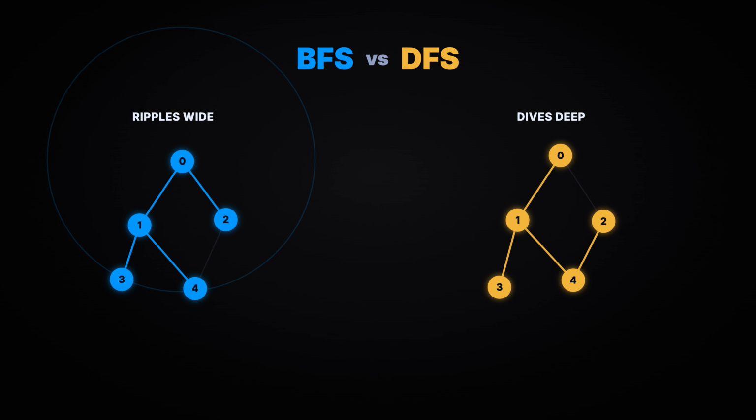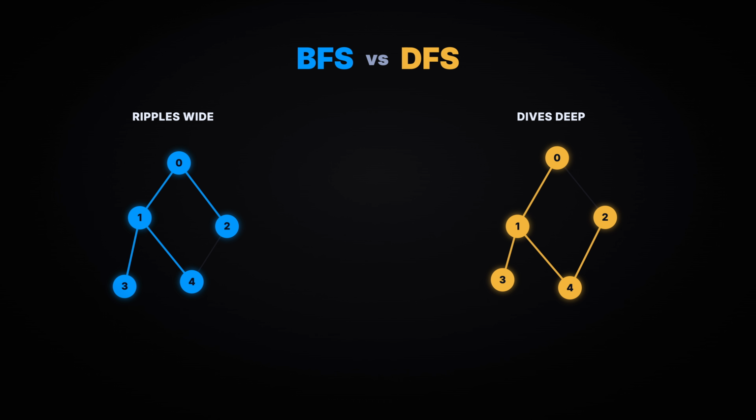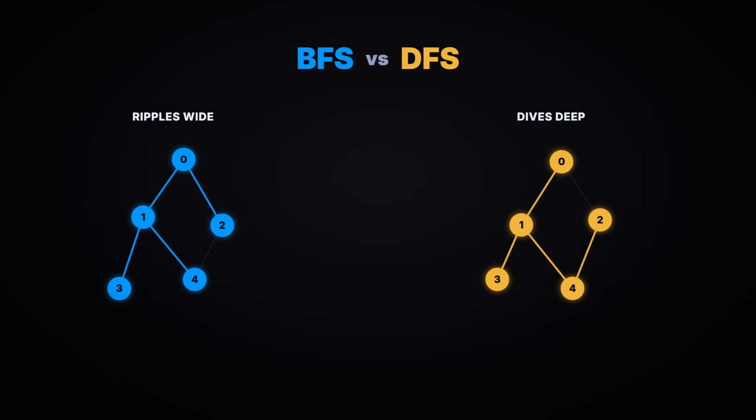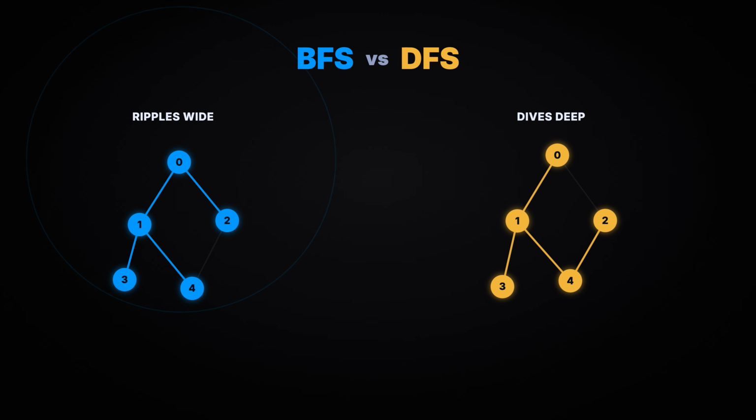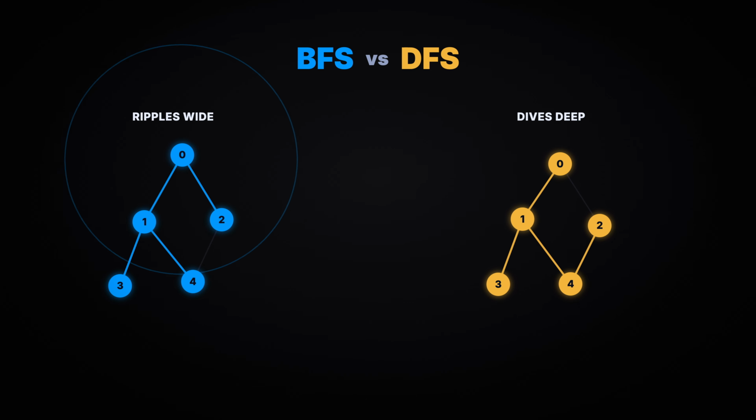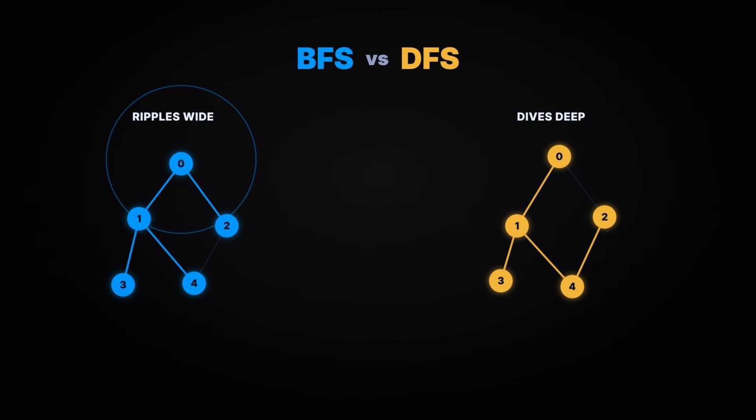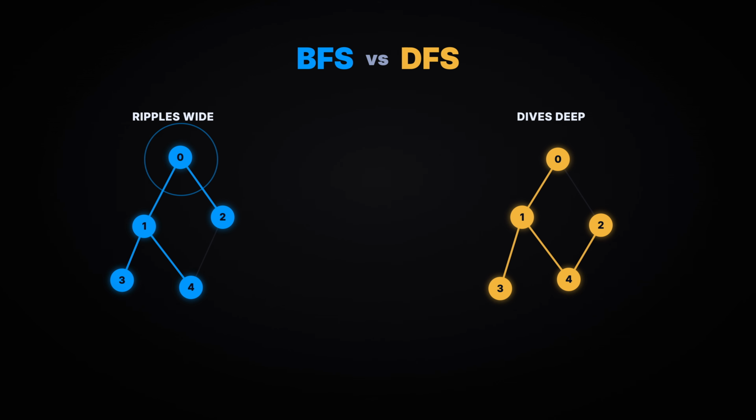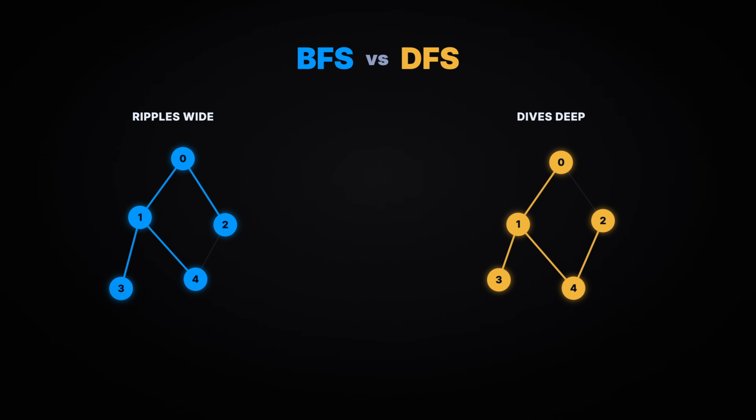Here is the secret that makes it all click. BFS and DFS are basically the same algorithm. They visit every node. They avoid repeats. They take the same time. Only one tiny choice changes between them. And that one choice changes everything.